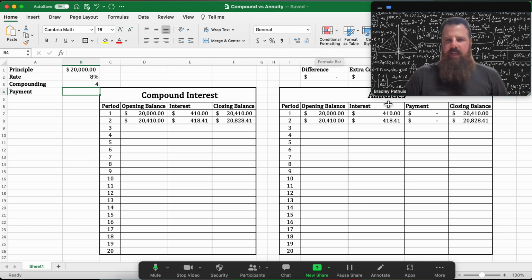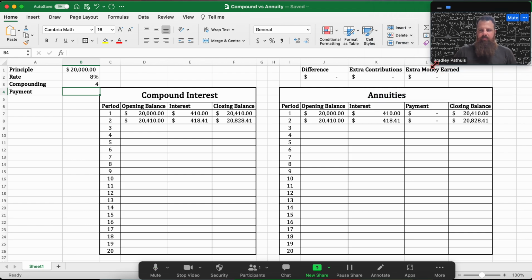You can see here I've got two tables: a compound interest table, and a table showing what happens with an annuity. Now, with compound interest, when we invest money in a bank account, we just put the money in the bank account and we walk away from it.